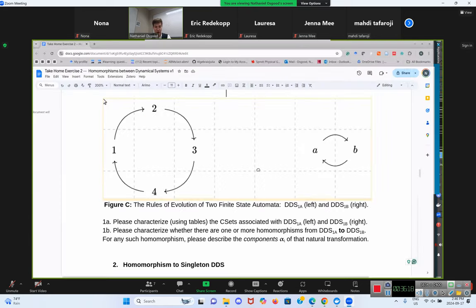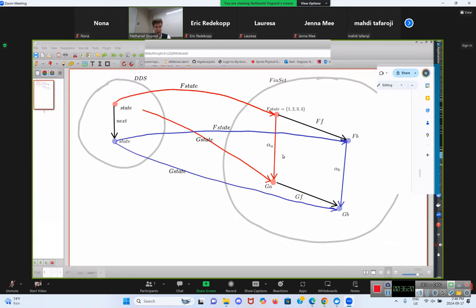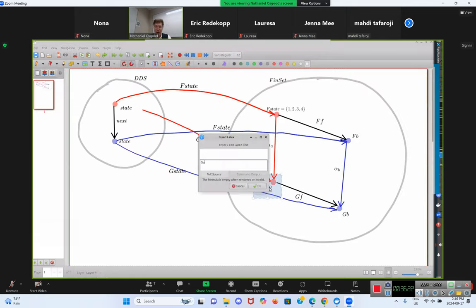What is G of that going to be? AB. I'm going to call it AB. Skeleton of FinSet only has one thing of size 2, but I'm going to call it G of state equals, yeah, AB. Are we okay with that? Okay.